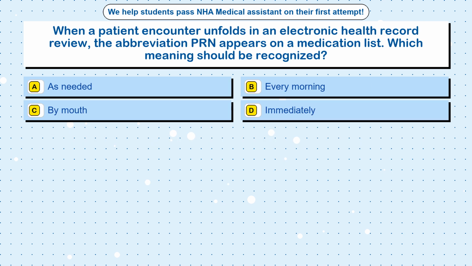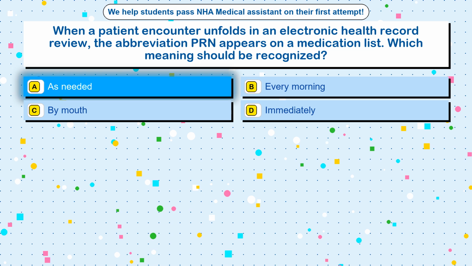Question 30. When a patient encounter unfolds in an electronic health record review, the abbreviation PRN appears on a medication list. Which meaning should be recognized? Option A. As needed. Option B. Every morning. Option C. By mouth. Option D. Immediately. The correct answer is option A.